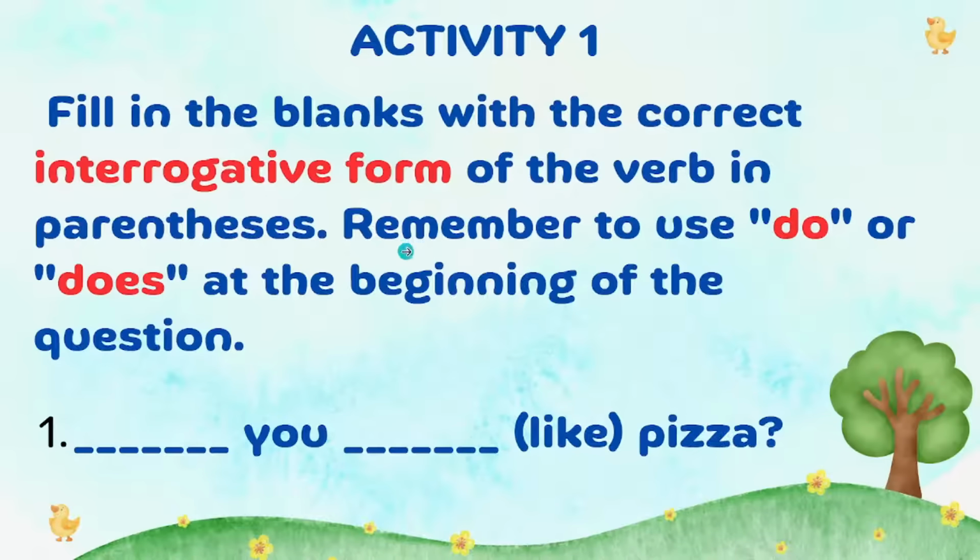It says here that remember to use do or does at the beginning of the question. Now here, for example, we use you. So when you say you, what are we going to use? Is it do or does? Remember, for the does, there's only 3 that you will remember. For he, for she, and it.